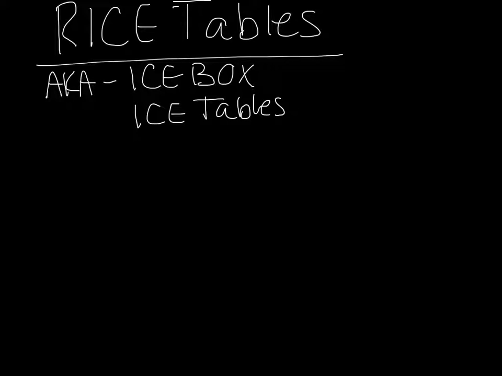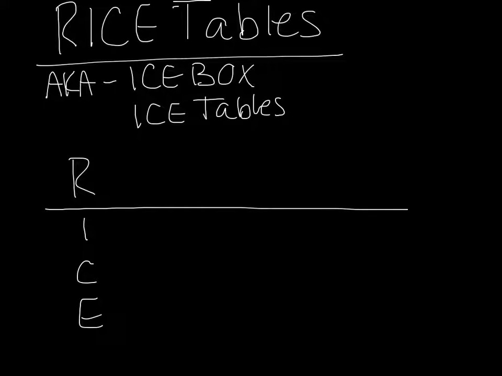Now the reason why it is called a table is it's a table method, okay? I call them rice methods, or you'll often hear them called the ice box because it makes the shape of a box. Basically it's an acronym, R-I-C-E, okay? A lot of people leave out the R because they don't need it. But basically what the R is, you are going to write your equation, okay?